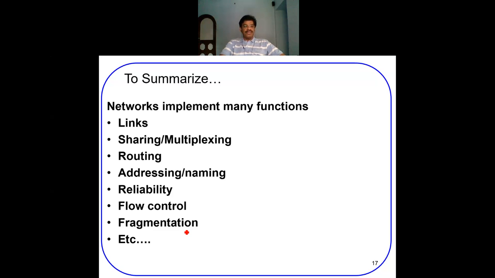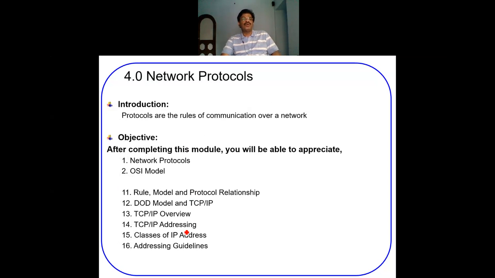The fragmentation of the data will consist of fragmentation at the source end with the need of buffers, so that the specified number of packets will be buffered based on the bandwidth supported by the communication media. So fragmentation as well as defragmentation is required at the source end and at the destination end, which gave rise to the various protocols. Whenever we are defining the protocols, these protocols are the rules of communication over a network.